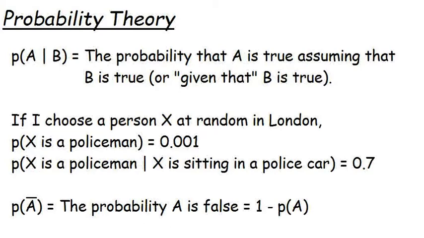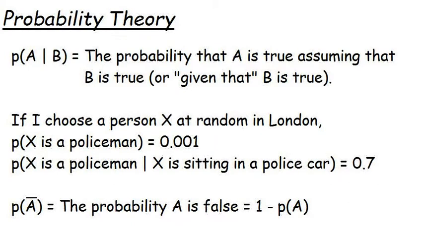The vertical line in those brackets separating two statements indicates the probability that the first element is true given that, or assuming that, the second one is true. We take that second statement as accepted fact for this probability and give the probability of the first statement on the basis of that assumption.